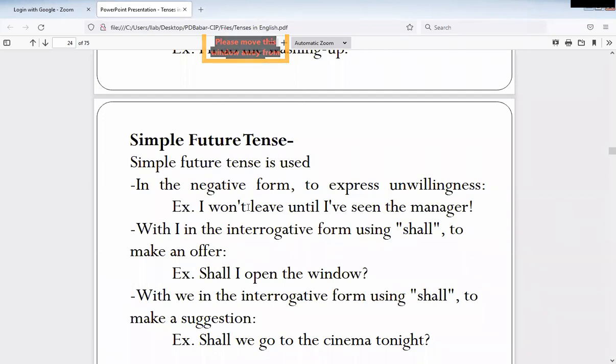Then with I in the interrogative form, using shall to make an offer. So for giving an offer, for offering a thing to someone, we use simple future tense. Then with we in the interrogative form, using shall to make suggestions. So for suggestions also we are using the simple future tense.